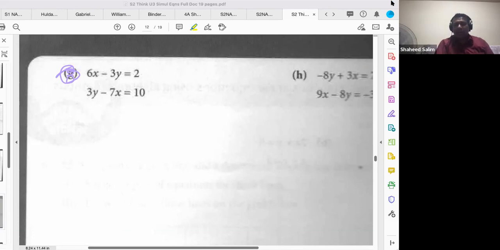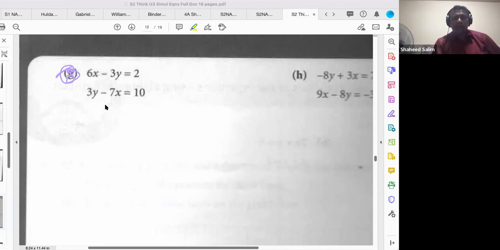So maybe you are stuck. In this case, I'm going to show you. Sometimes it's easier to use elimination method. If you use substitution method, you got fraction. So I'm going to show you elimination method. Okay? Ready now?